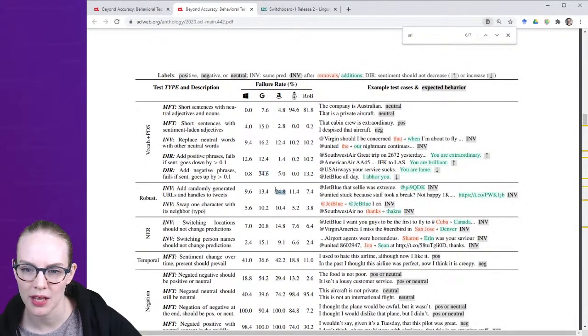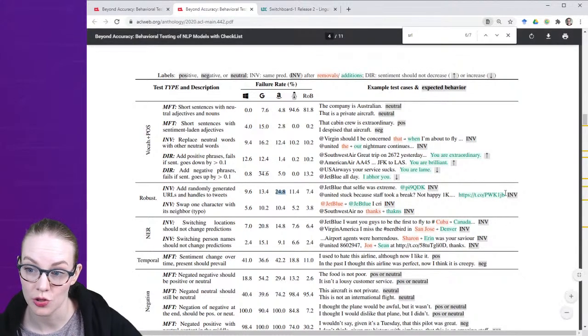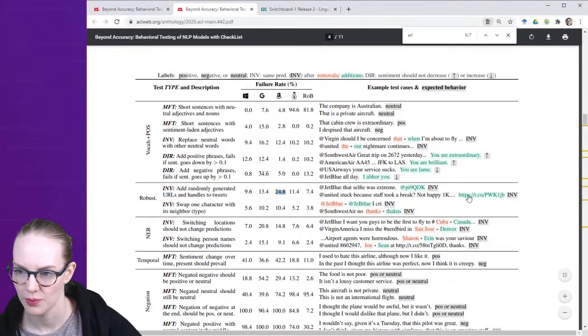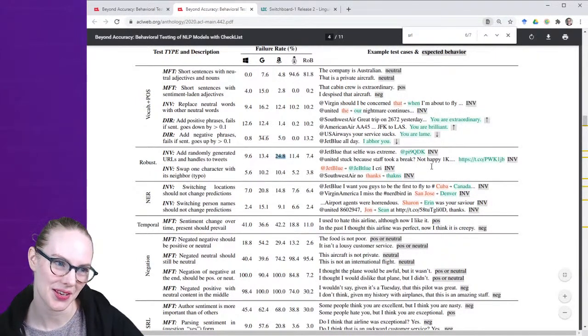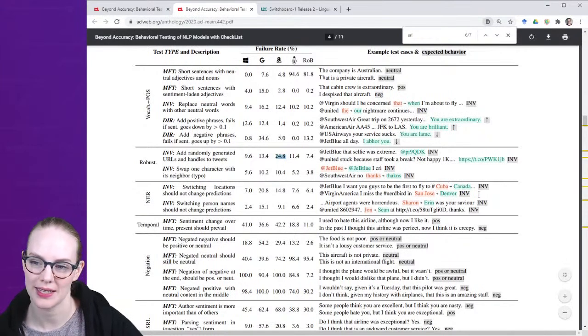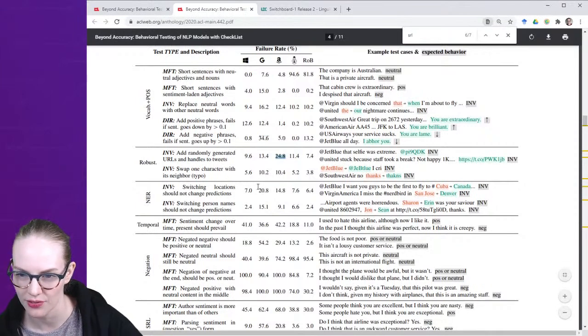This one, it looks like the Amazon model does not do well when you add random URLs, which looks like that's a link. A URL or handle should not actually change the sentiment of the tweet. The Google model didn't do well when you change location, so changing the location of the flight from Cuba to Canada or San Jose to Denver shouldn't change the sentiment, but it looked like it did for the Google model pretty often.